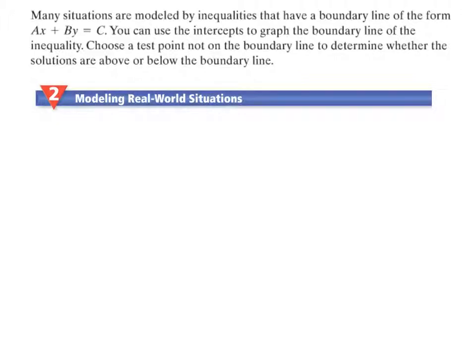Many situations are modeled by inequalities that have a boundary line in standard form. You can use the intercepts to graph the boundary line of the inequality, but then you must choose a test point not on the boundary line to determine whether the solutions are above or below the boundary line.